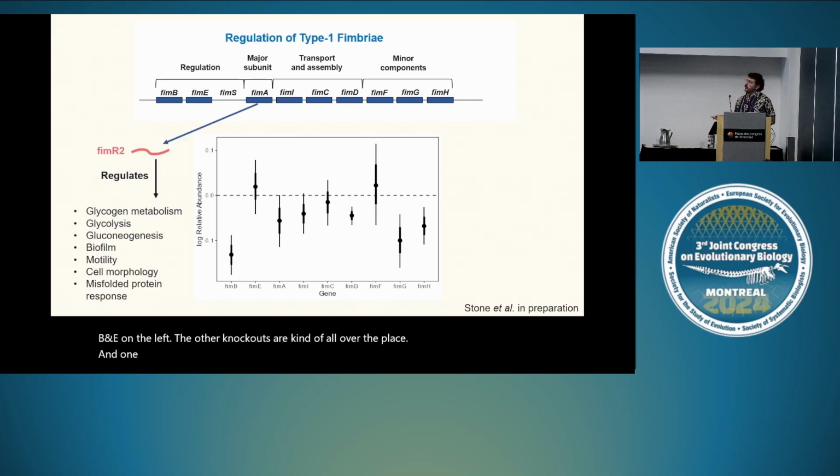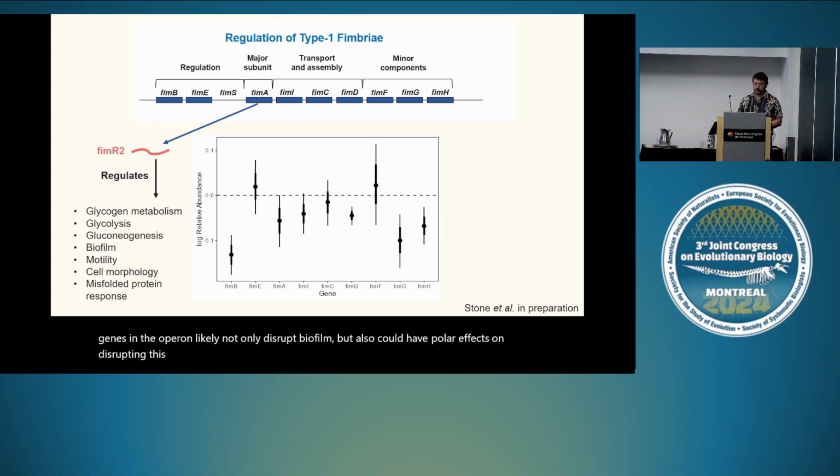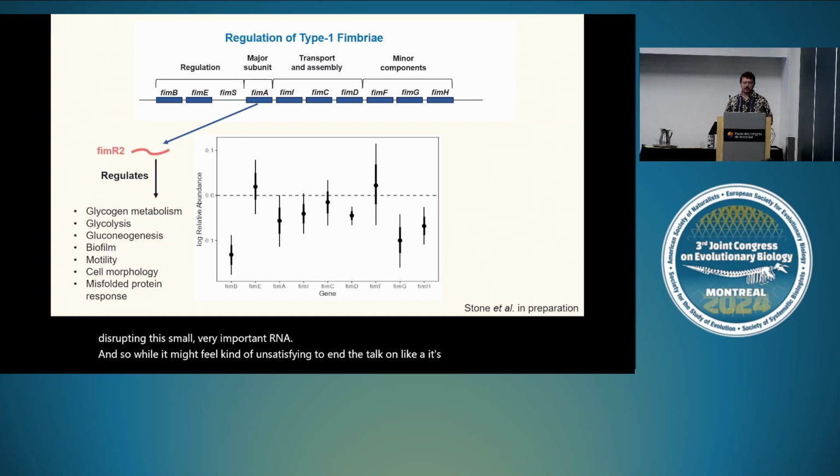One thing I haven't told you is that FIM-A actually encodes in its 3' UTR a small RNA, FIMR2, that regulates a whole host of metabolic processes as well as other stress response phenotypes like biofilm, motility, and morphology. So knocking out other genes in the operon likely not only disrupts biofilm, but also could have polar effects on disrupting this small, very important RNA. And so while it might feel unsatisfying to end the talk on an it's-complicated note, the point is that transposon screens are very complicated.